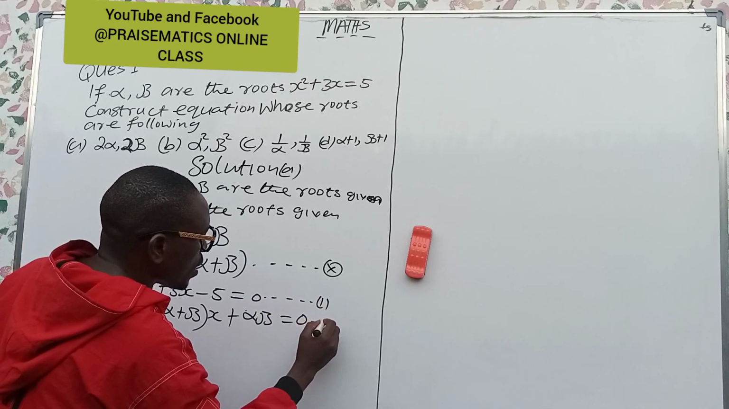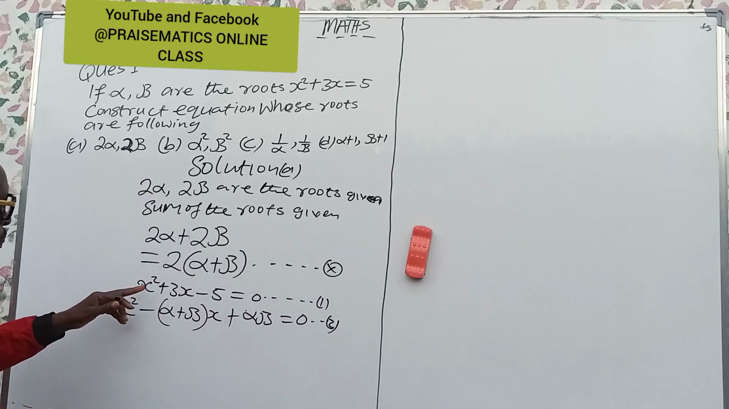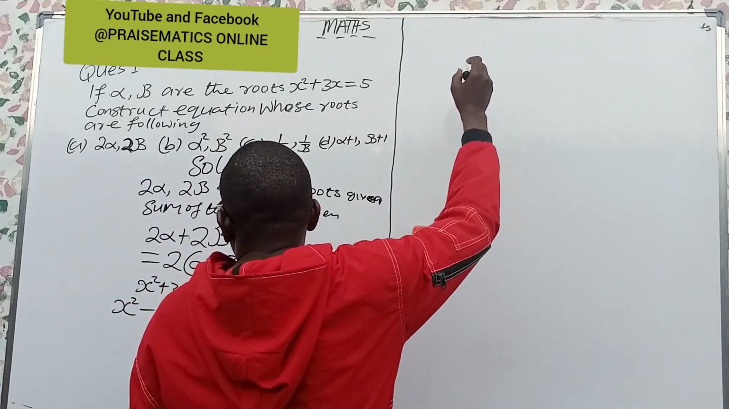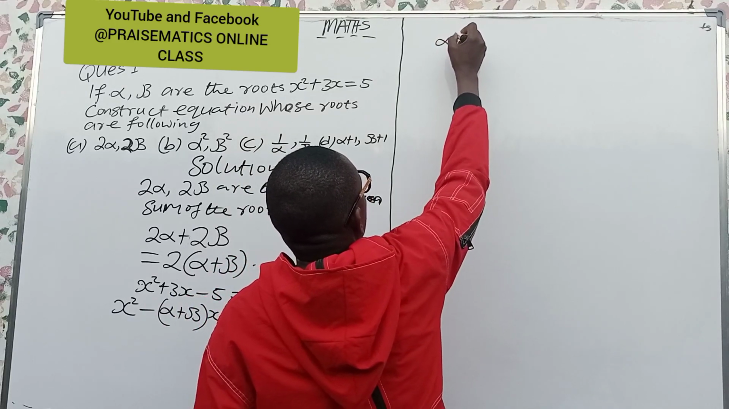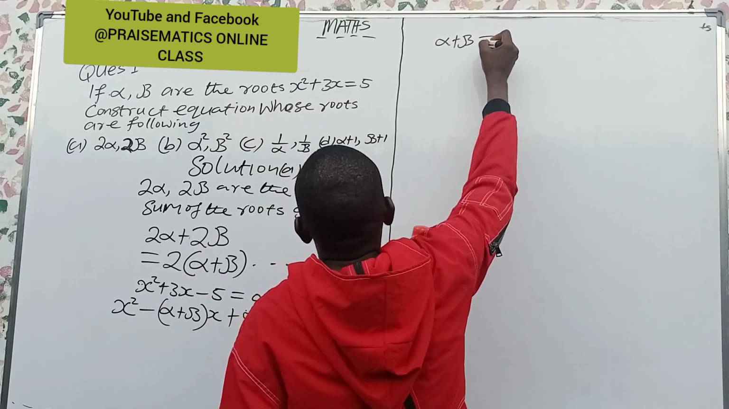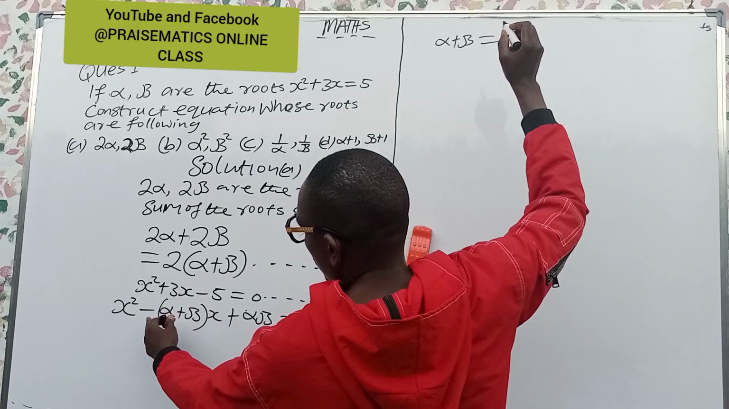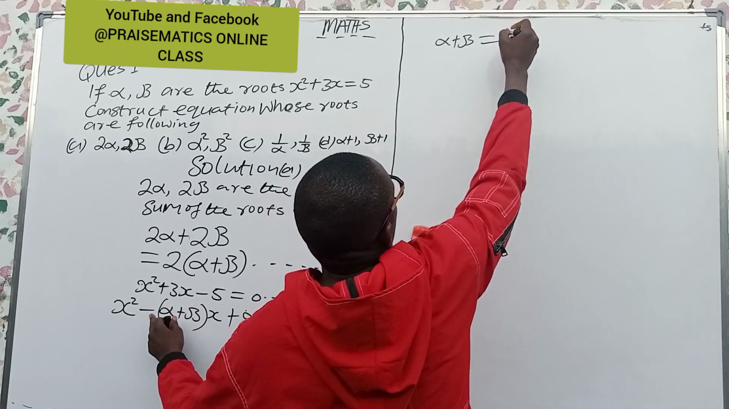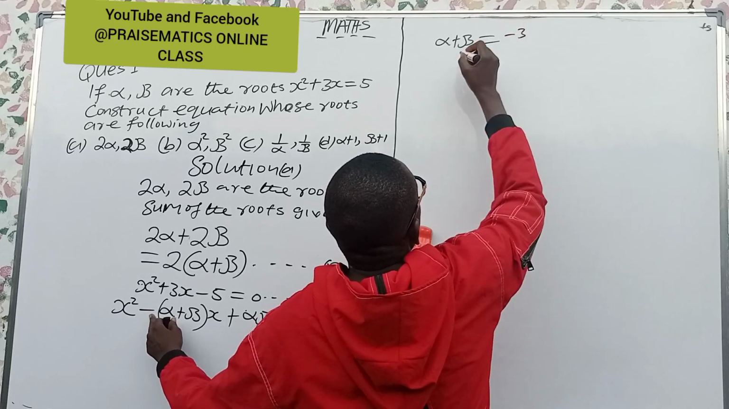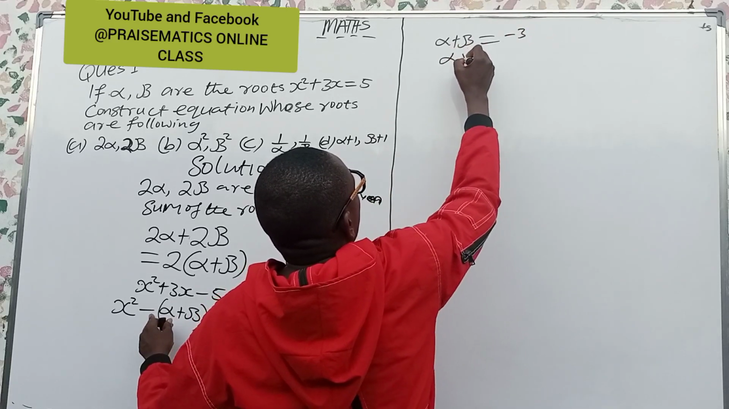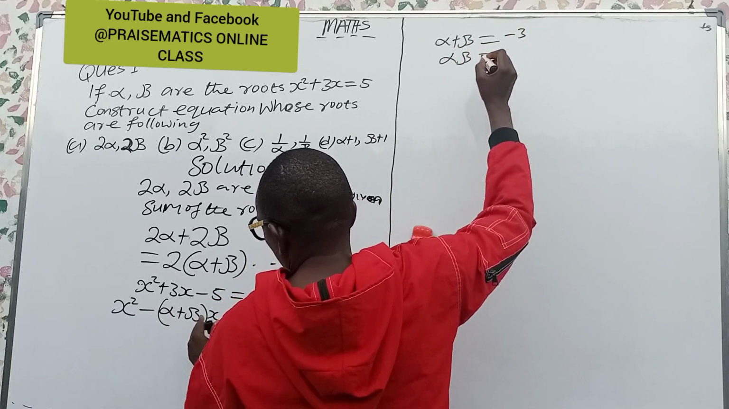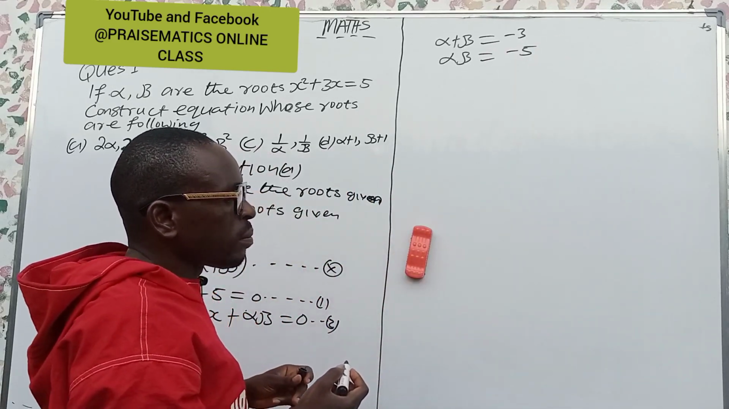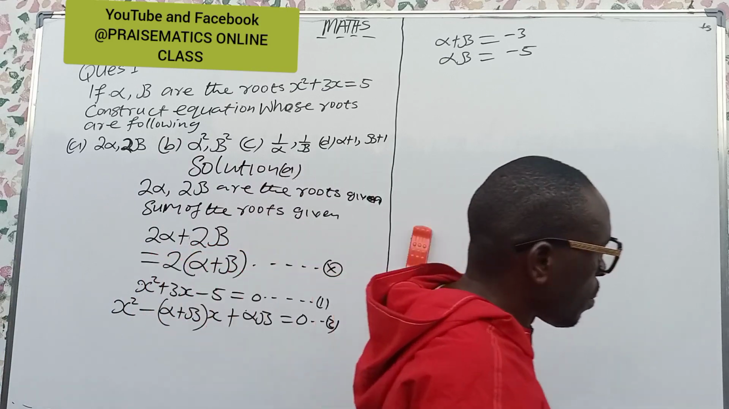So, equation 1 and equation 2. If you compare equation 1 and equation 2, you will realize that alpha plus beta is equal to minus 3, the coefficient of x being plus 3, and alpha beta is equal to minus 5.